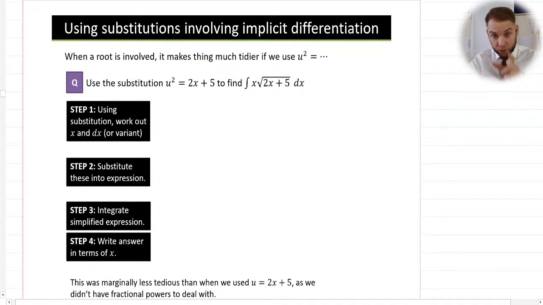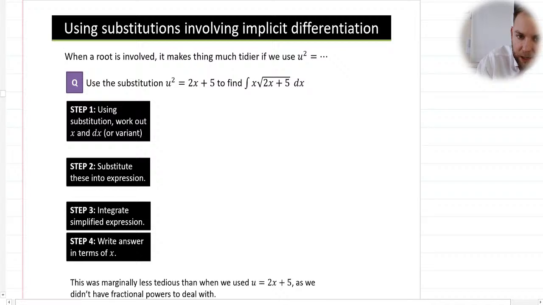Now, you wouldn't be expected to know this substitution. However, actually, it does make things a little bit easier. So, let's have a look now. Using the substitution, u squared equals 2x plus 5, find the integral of this. So, let's have a go at this. Now, is that the same as the one before? I think it was the same as the one before. So, we already know what the integral of this is, but we're going to do it anyway.